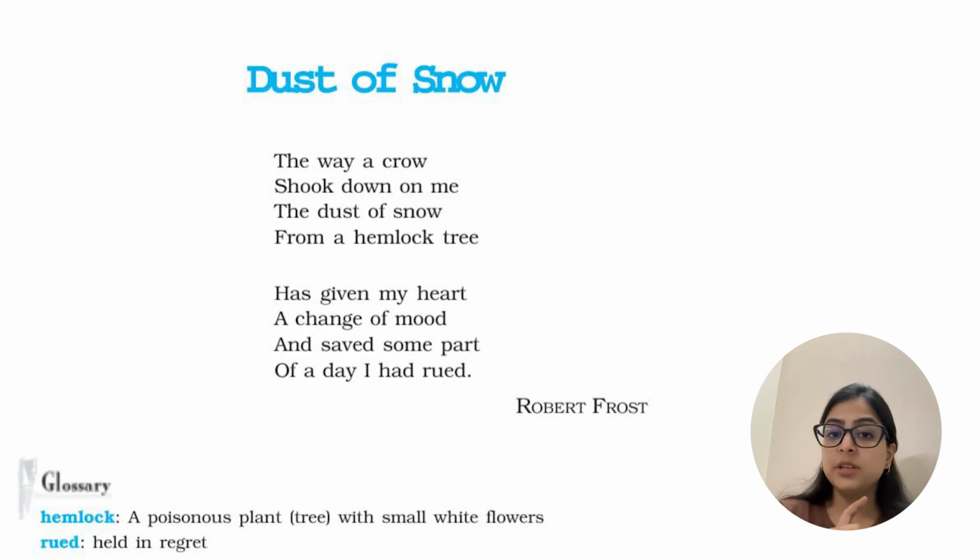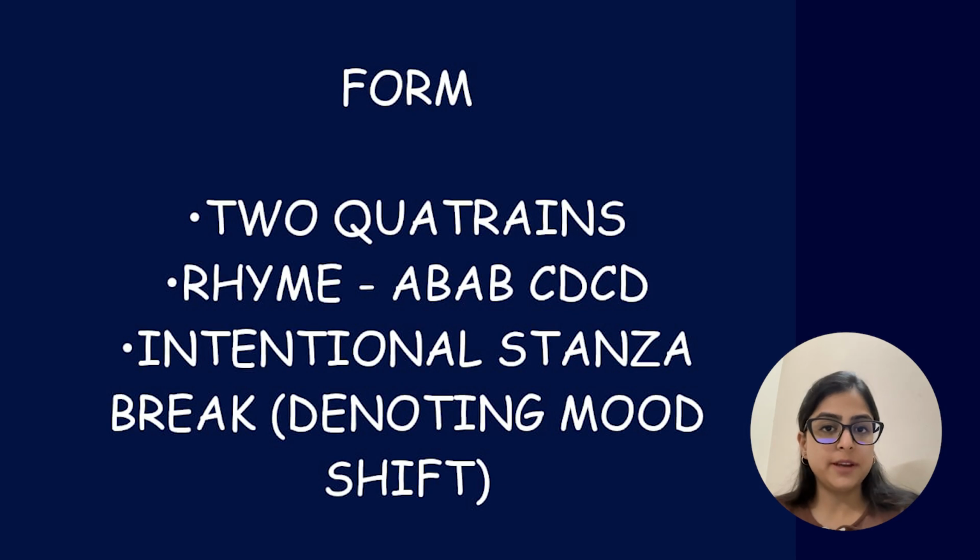And as I mentioned, Robert Frost has divided this poem into two quatrains. Now, this break in the stanza is intentional because the first stanza talks about negativity, where the crow and hemlock tree are used, and it talks about the sad part of his day. But the very next stanza talks about positivity. It's optimistic. The tone shifts because now he says that these supposedly inauspicious elements saved my day.